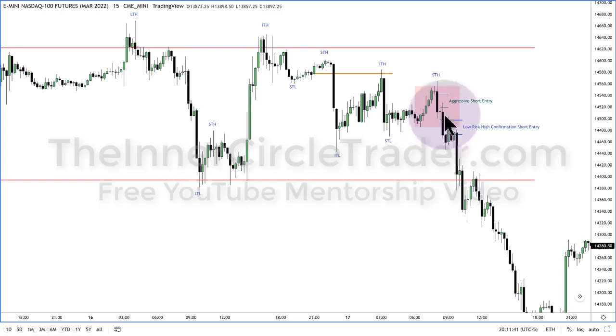The classic low-risk, high confirmation short entry is the classic return back to an order block after it trades down below it. Here's your little gap. Here. Trade into it. There's your short. Where's your stop? Above this candle's high. There you go.